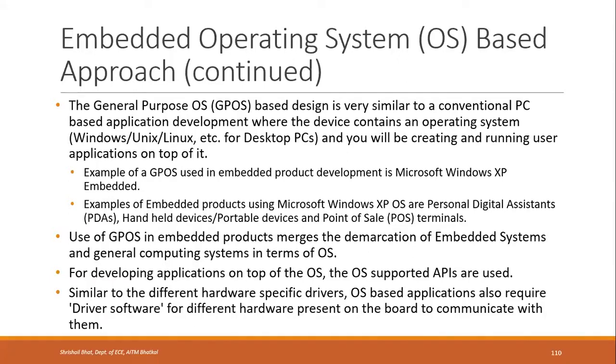The use of GPOS or general purpose operating system in embedded products merges the demarcation between embedded systems and general computing systems in terms of OS. That means when we distinguished between general purpose computing systems and embedded systems, we said general purpose computing systems contain a general purpose operating system, and embedded systems may or may not contain an embedded operating system. But if you use general purpose operating systems for embedded products, we are shrinking the differences between embedded systems and general computing systems.